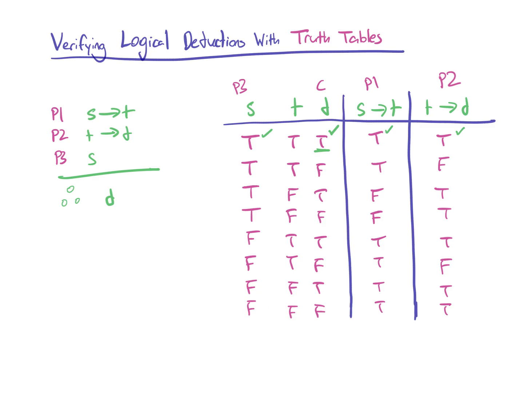So in this truth table, there's only one line where all of the premises are true. And fortunately for me, the conclusion is also true. That means that this deduction is valid. Whenever all of the premises are true, I am guaranteed that the conclusion is true.